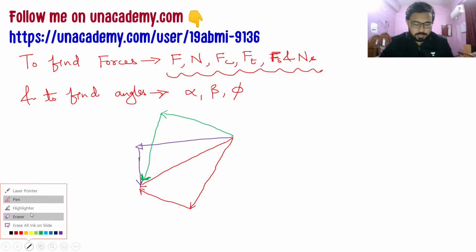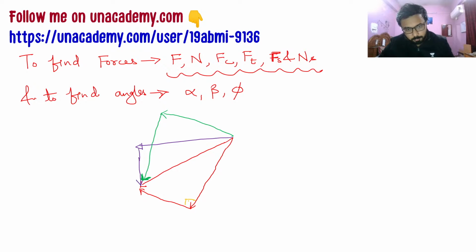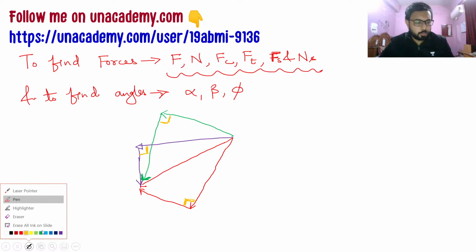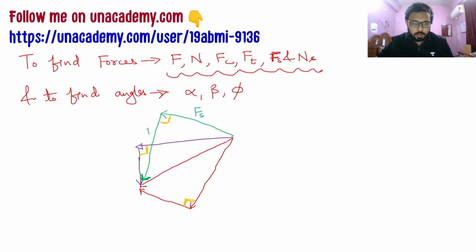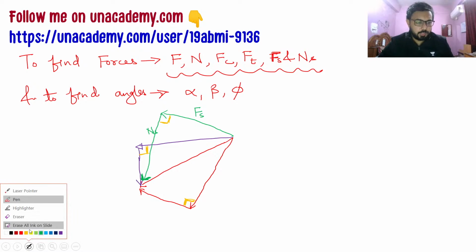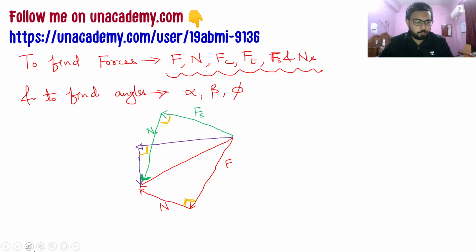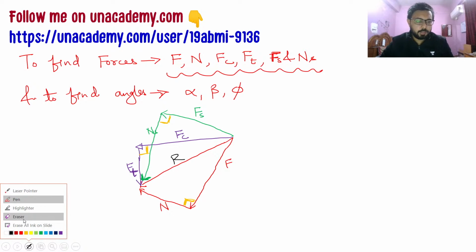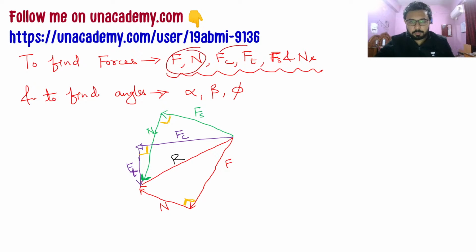Here let me show you which are perpendiculars. This is a perpendicular angle, as you can see. This is also perpendicular and this is also perpendicular. Now let's write the forces here. Here we have the shear force, here the normal force on the shear plane, then the frictional force, the normal force again on the frictional surface, and the cutting force and thrust force. And here we have the resultant force, which is common for all these sets of forces. So the sets of forces are this, and this.